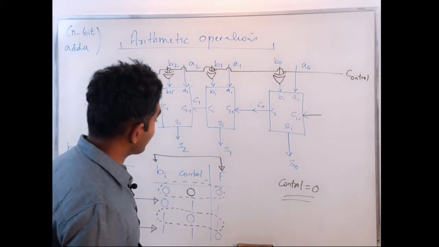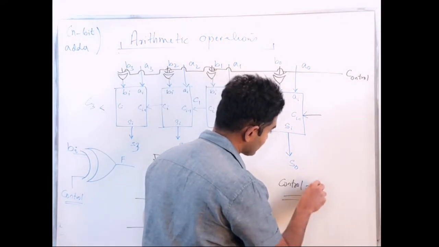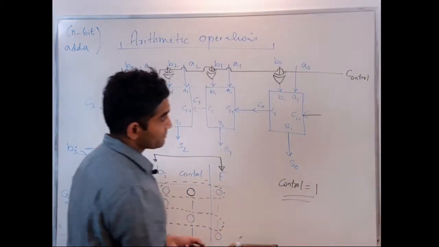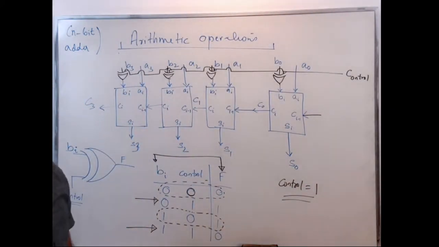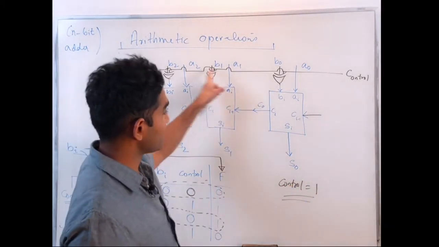But what happens when I apply control of 1? Of course, this has to be grounded, or at 0, when I'm adding. When I apply control of 1, what's happening to B's now?